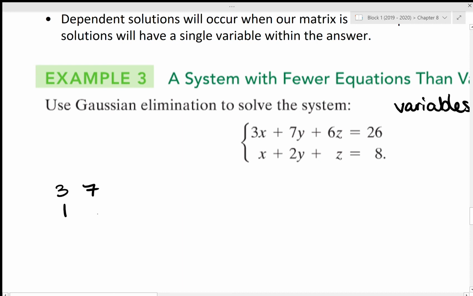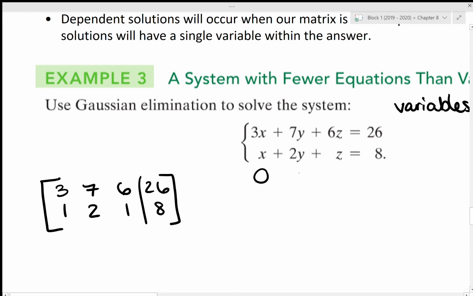3, 1, 7, 2, 6, 1, line 26, 8. This is our system. If you wanted to, you could put 0, 0, 0 equals 0. However, it's not necessary. Why put another line?